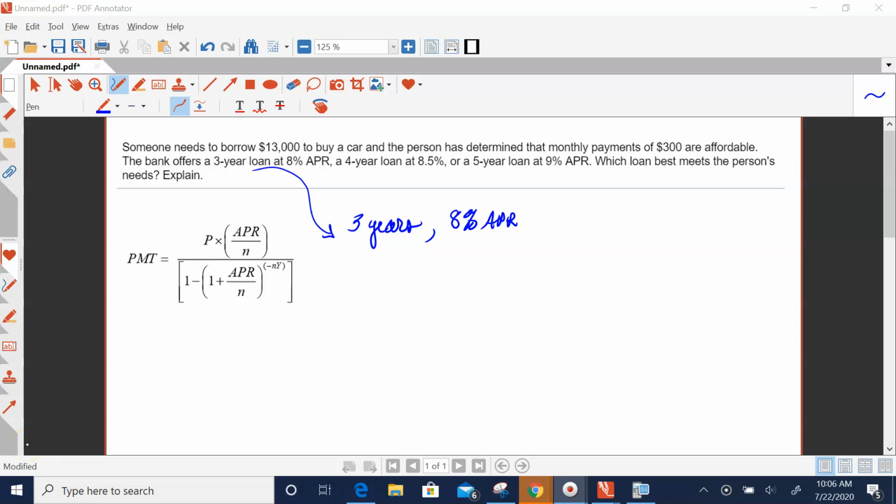Here's an example of how to calculate the payment using the payment formula. I pulled an example straight from my math lab. We're going to borrow $13,000 for a car. We've determined that we can afford a monthly payment of $300, and we want to know which of these offers will meet our needs. Let's look at the first one: 3 years, 8% APR, and the amount we're going to finance is $13,000.